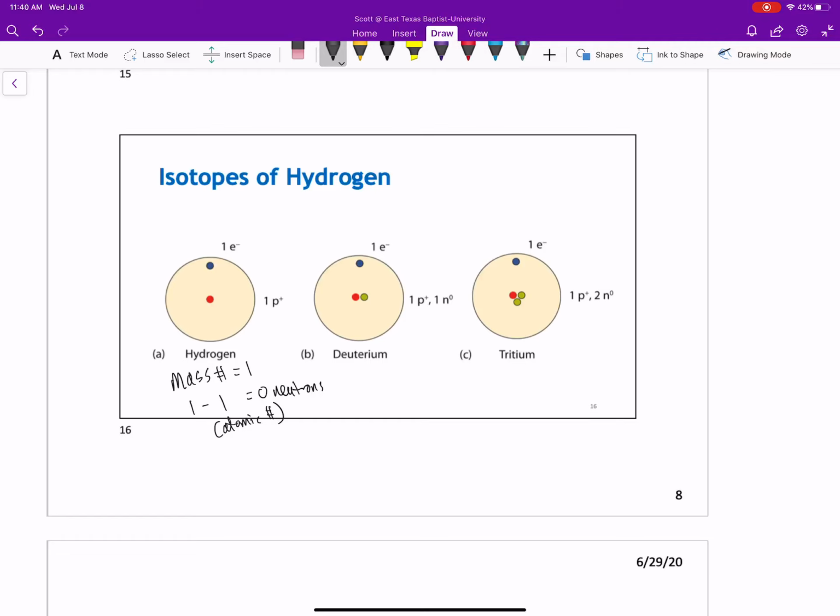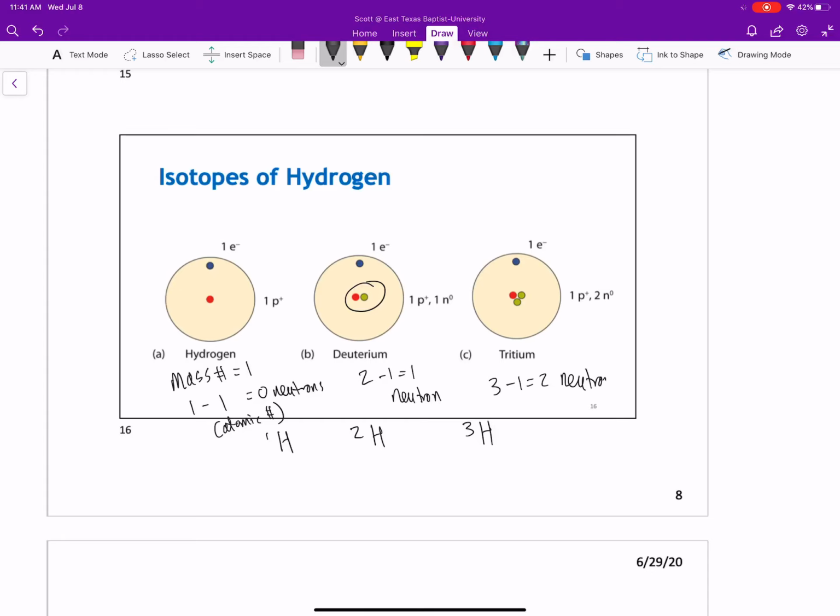Okay, but if you take its isotope called deuterium, notice that it has a proton and a neutron, so it has a mass number of 2. Subtract out the proton, so now you have 1 neutron in deuterium, which oftentimes is called 2H, and that's called 1H. And then tritium, a rare form, but it does exist, of hydrogen. It has 2 neutrons, actually, so it has a mass number of 3 because 2 neutrons plus 1 proton gives you 3, the 1 proton, again, coming from the atomic number.